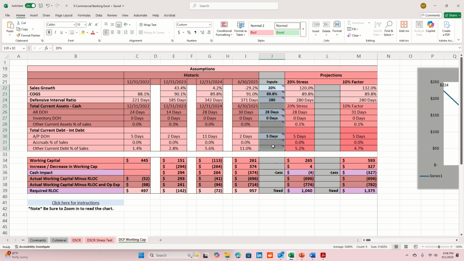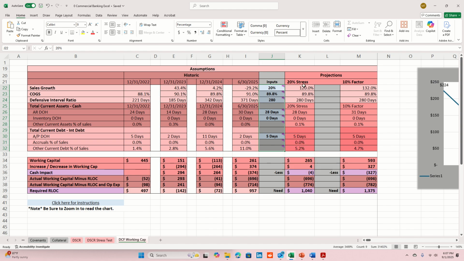If you cannot explain this area right here, this blue, why did we take 20%? Why did we take 89%? Why did we take 280 days? Why did we take 28 days? Why did we take 0 days? Why did we take 5 days? If you can't explain why we did that, then you don't understand this model and you'd probably get fired. So, what I'm going to do is I'm going to explain it to you. I'm going to explain what is happening here.